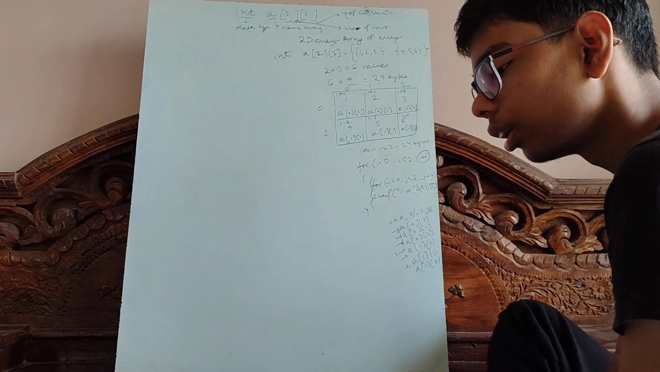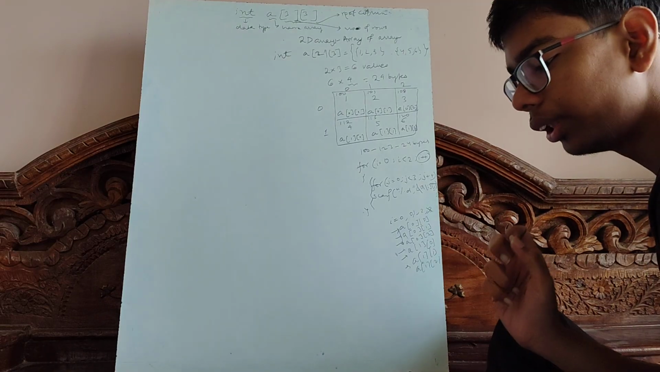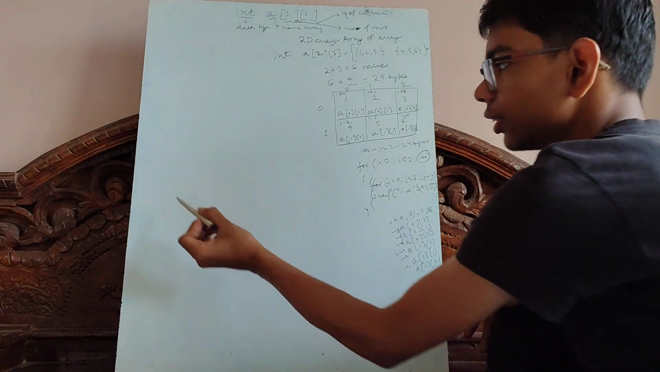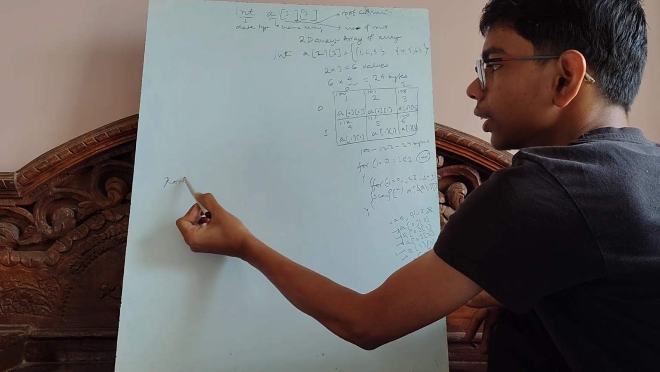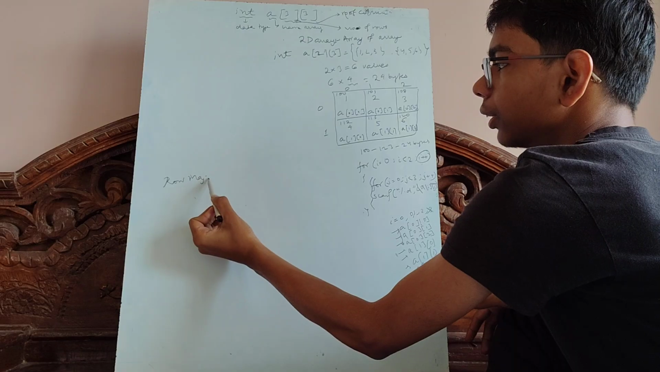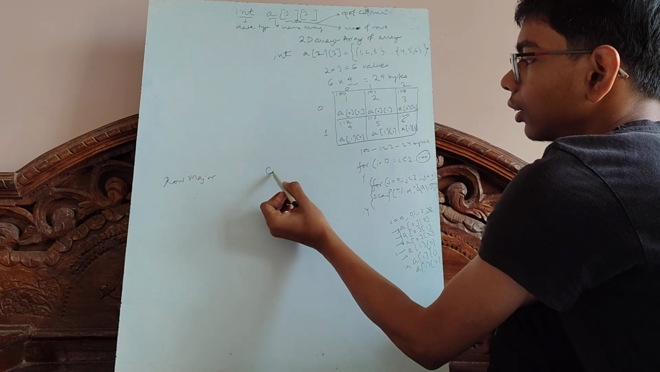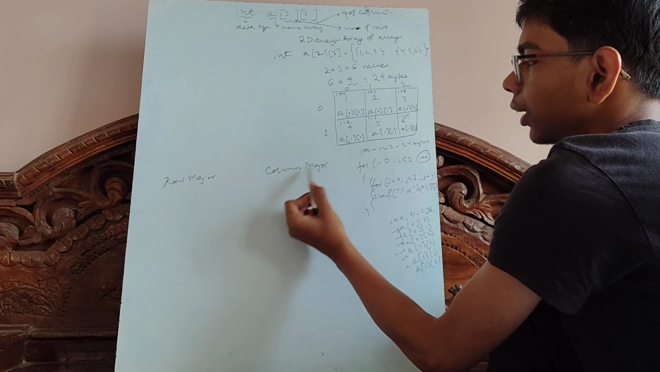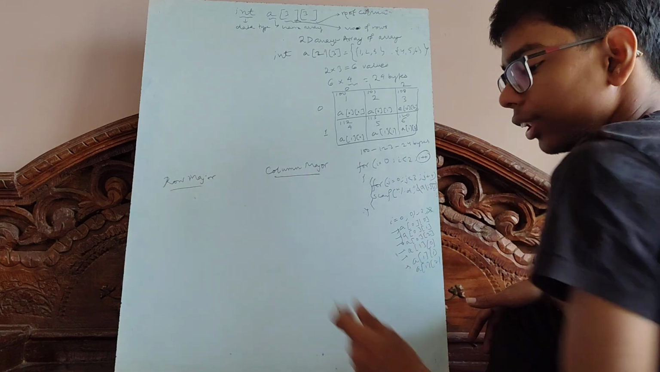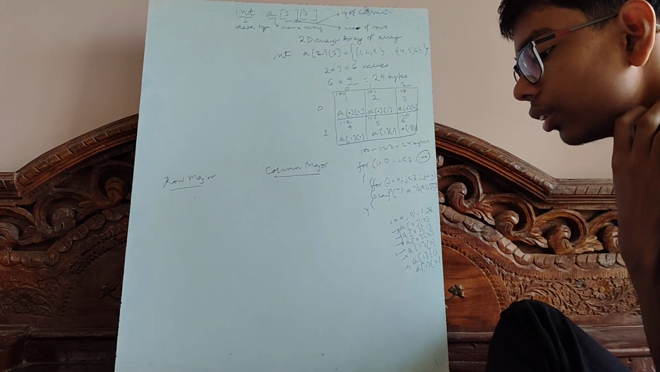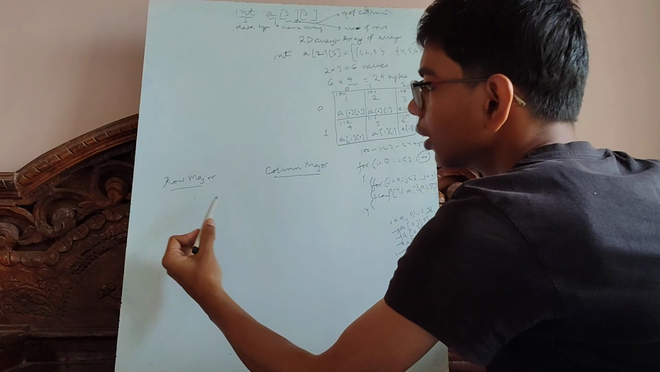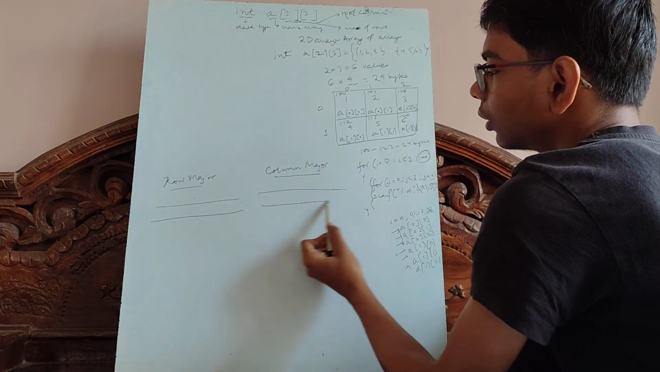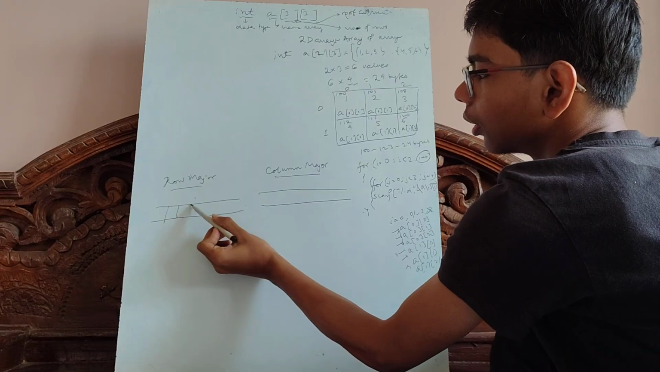Now, how to store 2D arrays in memory? So there are two methods. First is row major implementation, and second is column major implementation method to store an array in my memory. So in row major implementation, the memory can be represented like this, a long tape.